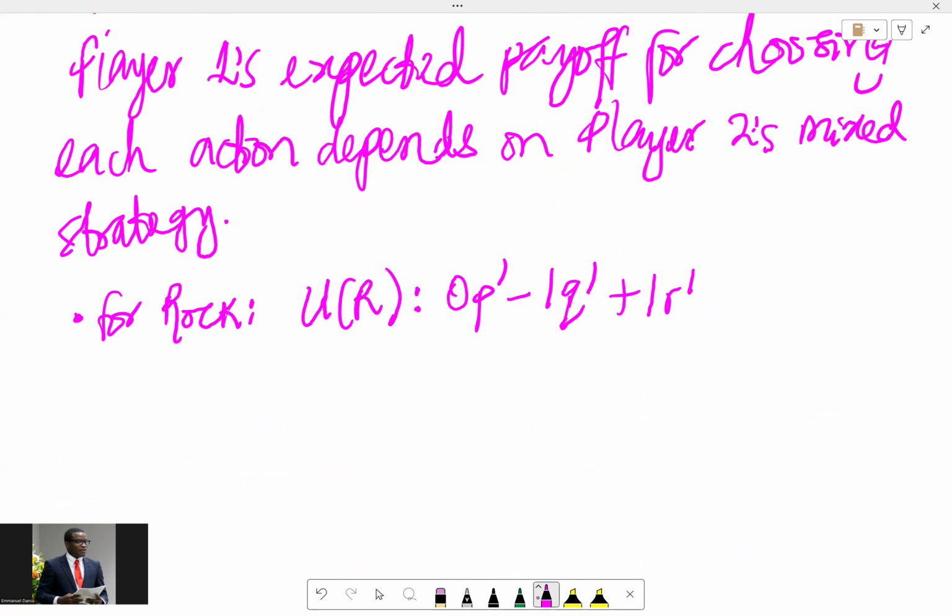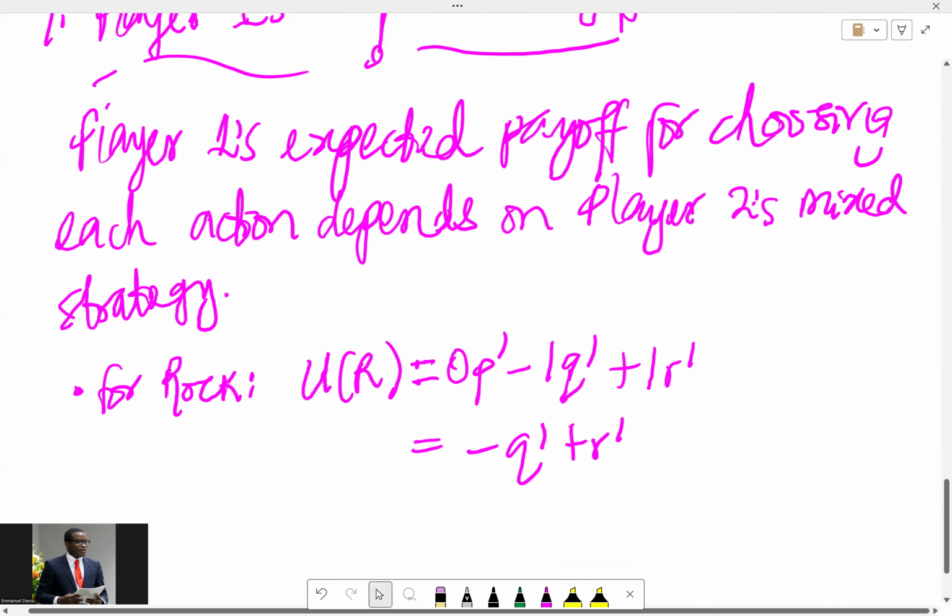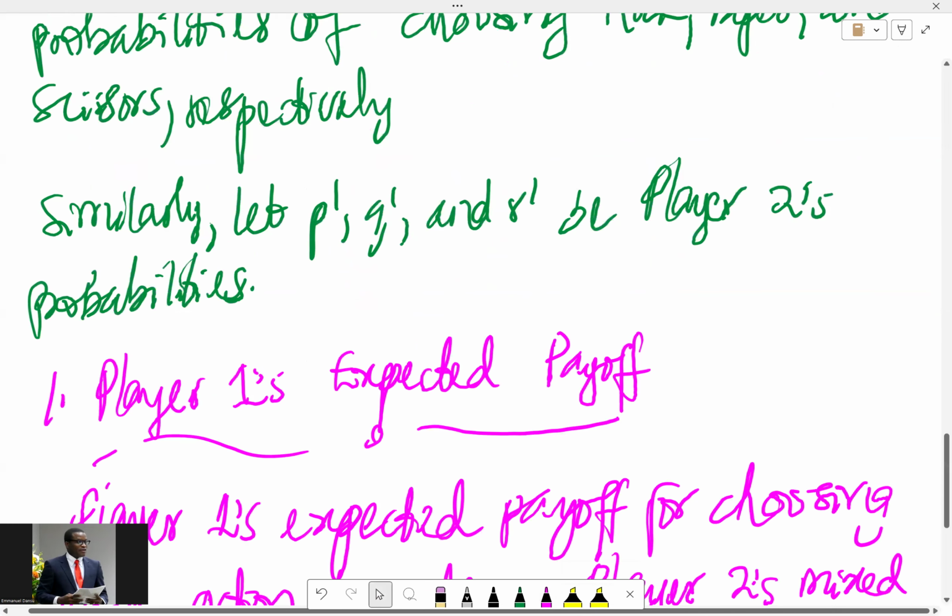Okay, so we have this. This can be tidied up as minus q prime plus r prime. Okay, can be tidied up that way. Then that is for rock, right? For player one.